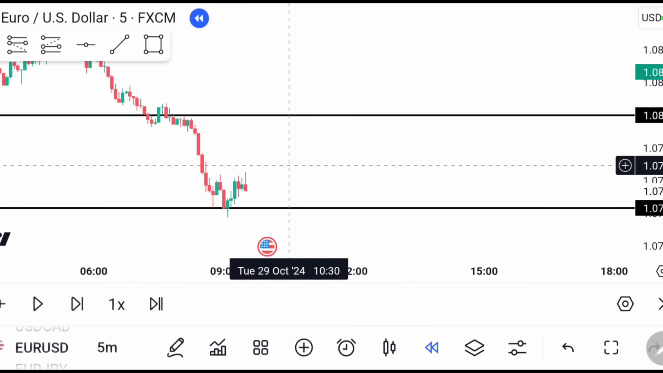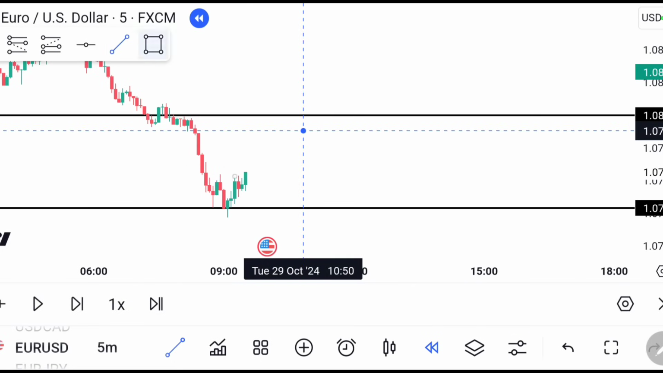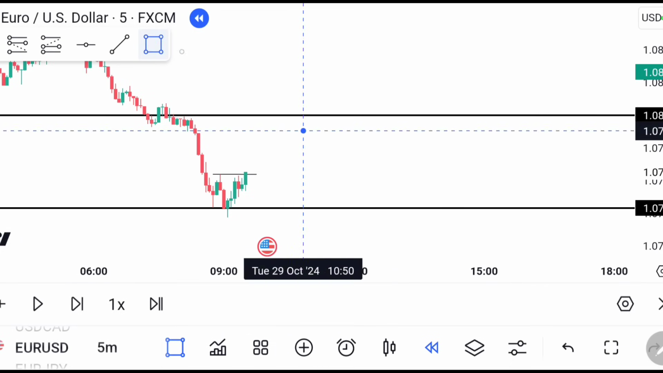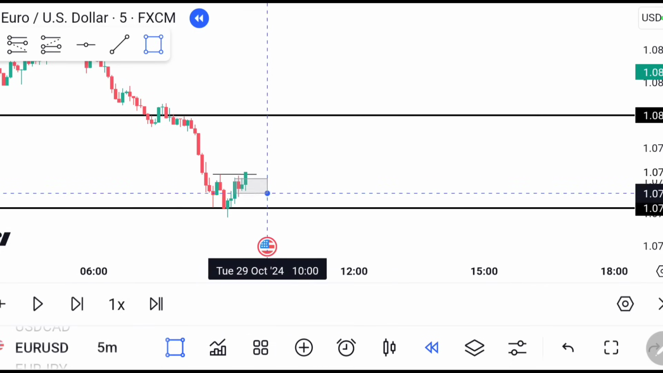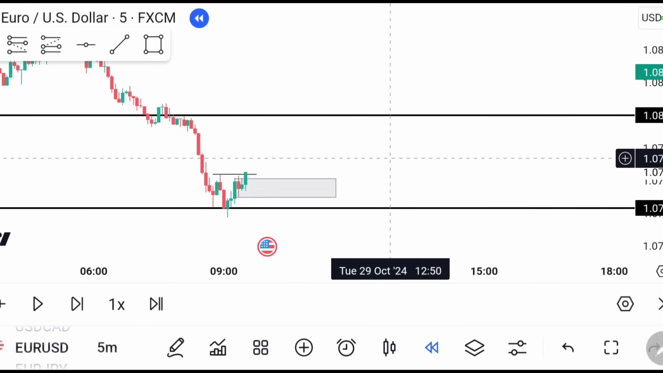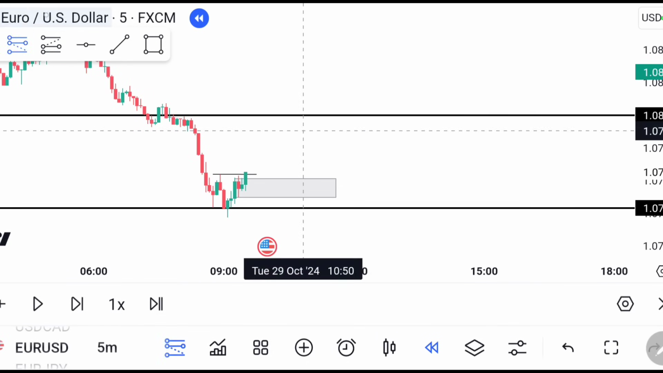So here we have our break of structure. How do I know our break of structure has been created right there? As the market has broken structure, we now mark our zone, which is the demand zone, or the bullish order block that created the break of structure to the upside. So let us mark it. So that's the demand zone that created the break of structure to the upside.